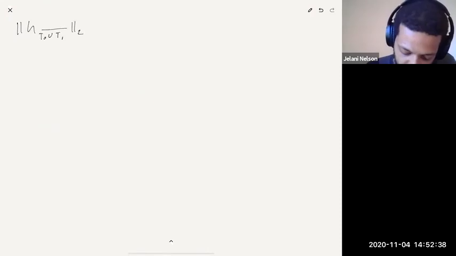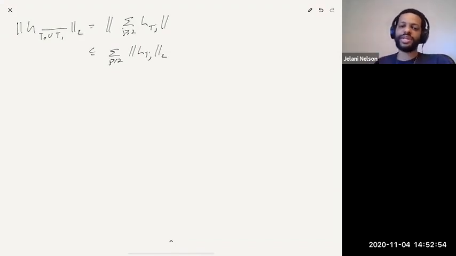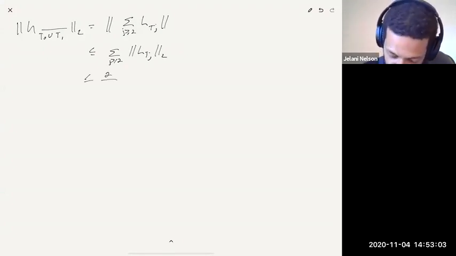So if you look at h of (t0 union t1) complement, and you look at its L2 norm, that's equal to the norm of the sum over j bigger than or equal to 2 of h of tj. And then you just use the triangle inequality. This is at most the sum over j at least 2 of the norm of h tj. And then you just use the lemma on the previous slide, which I didn't prove yet. This is at most 2 over root k times x tail k plus h t0 union t1.